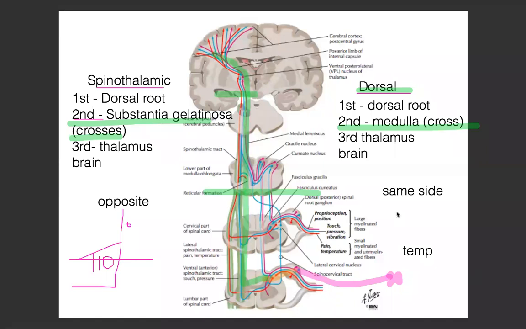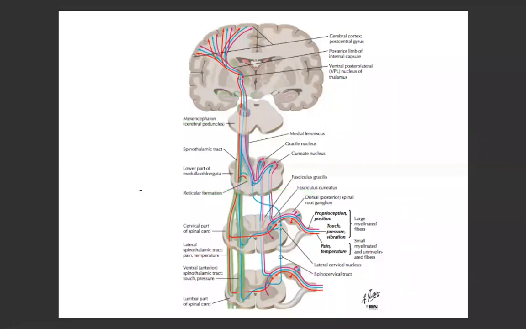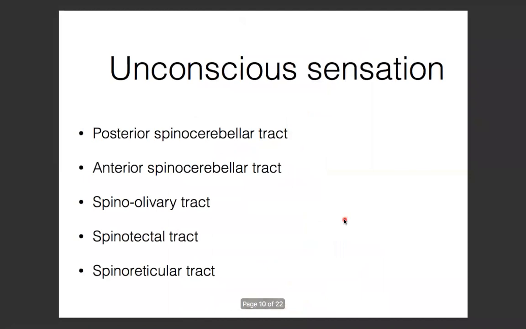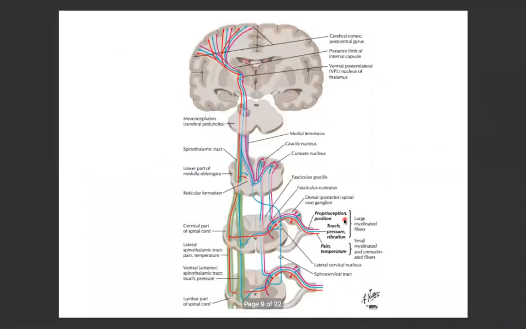So for now, just focus on the concept of which one crosses and which one doesn't cross. I'll explain the clinical points of the whole injury thing again at the end. But let's focus on which ones cross, which ones don't, and at which level. Spinothalamic will cross at the substantia gelatinosa in the spinal cord, but the dorsal column will cross in the gracile and cuneate nuclei, which are in the medulla. Okay? That's the conscious sensation, which are the two tracts: spinothalamic and dorsal column.